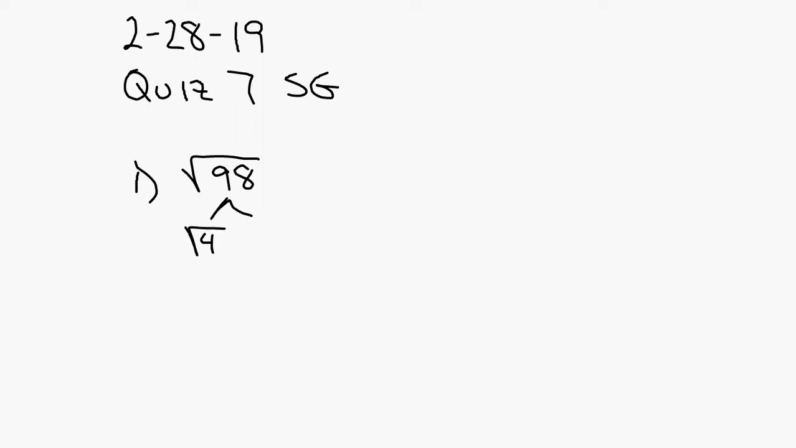Alright, this is Quiz 7, Study Guide, and the explanations. Problem number 1 asks for the simplest form of the square root of 98. Some of these are starting to look familiar to you, I hope. The square root of 98 is equal to the square root of 49 times the square root of 2, which is 7 radical 2.